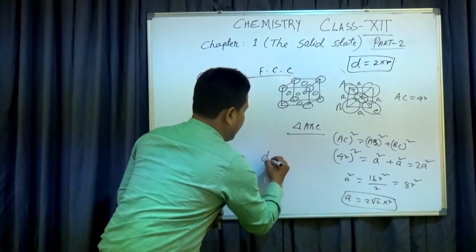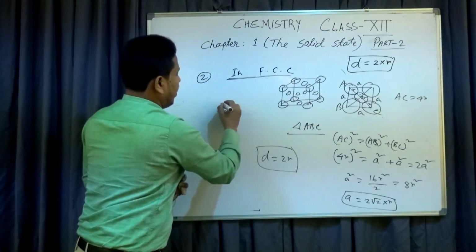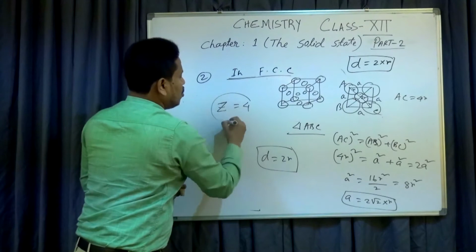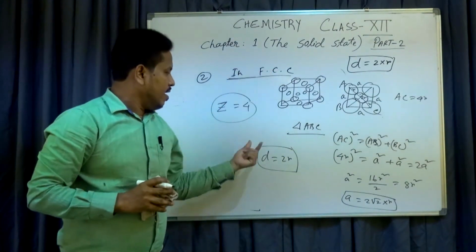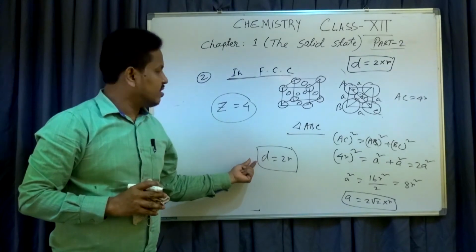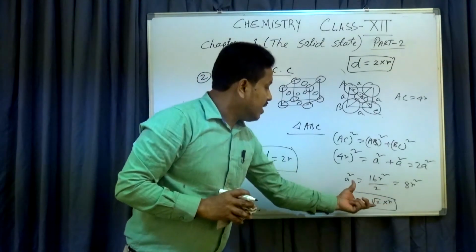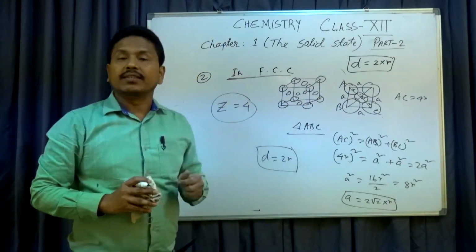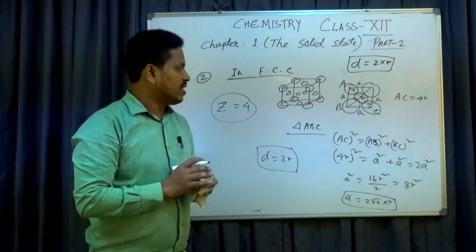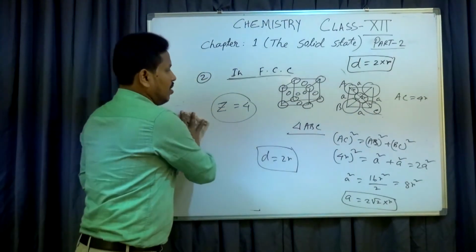And already you know D equals 2R, and for FCC Z equals 4. So these are the various terms. Z equals 4 for FCC, D equals nearest neighbor distance equals twice the radius of the sphere, A equals 2 root 2 R. These are the relations between A or D and R for face centered cubic unit cells. So students, these are very useful for numerical problems. Note down.